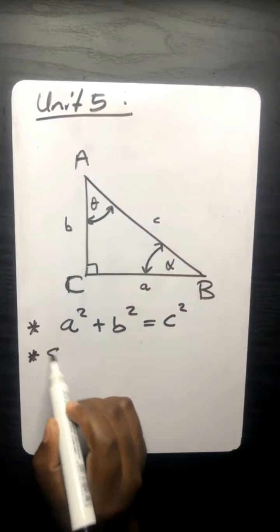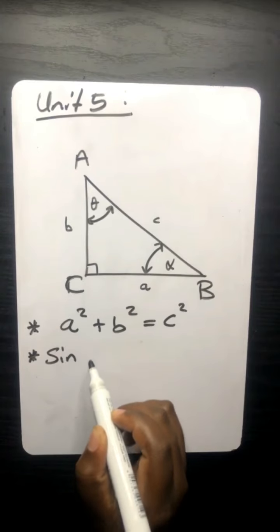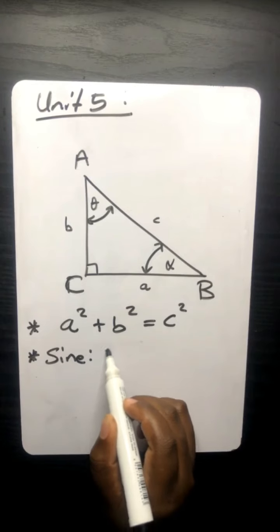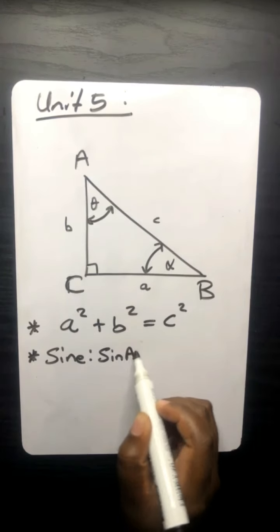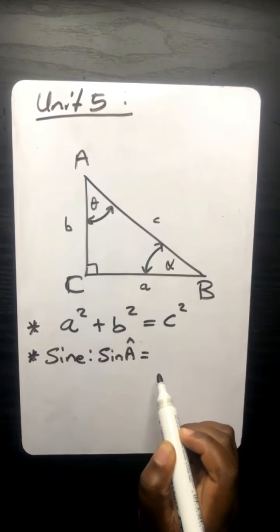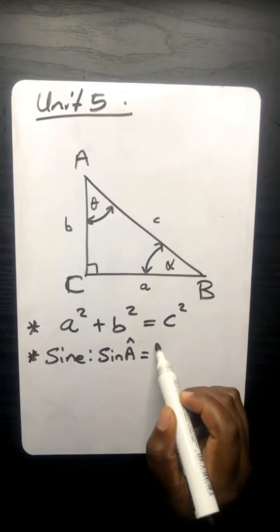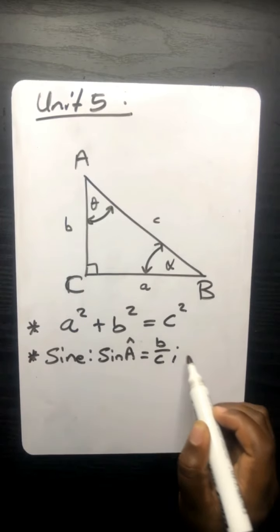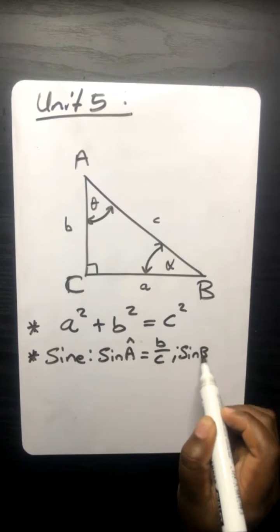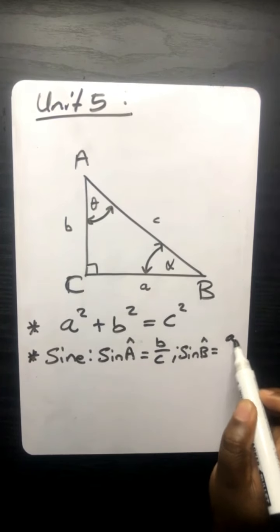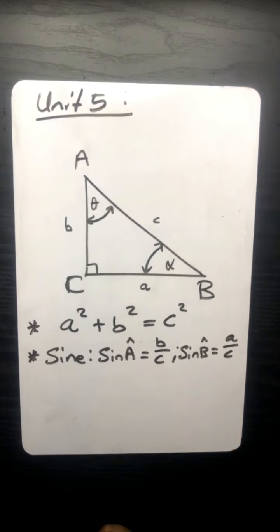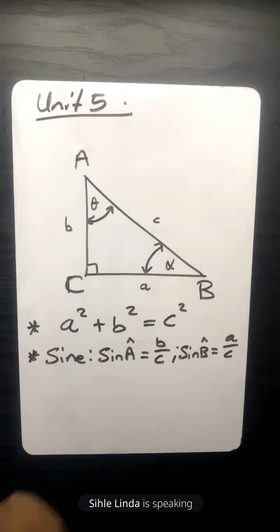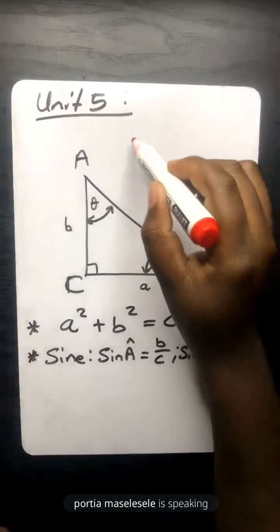So, in terms of sine, you can say sine of angle A is equal to B over C. And again, if you are calculating angle B, it is going to be A over C. Does it make sense to everyone what I've just written over there? Yes, sir. I'm confused.